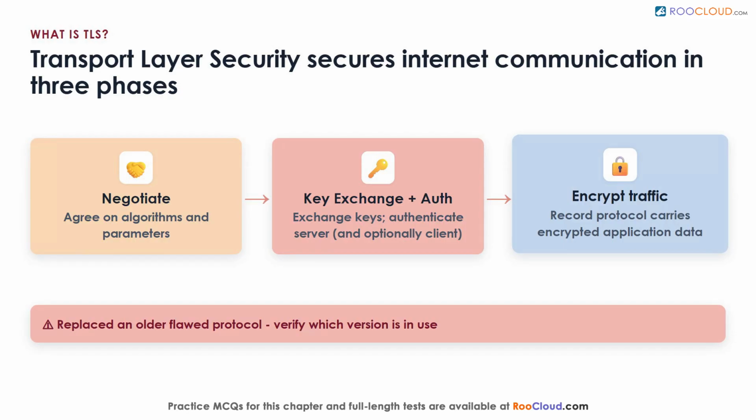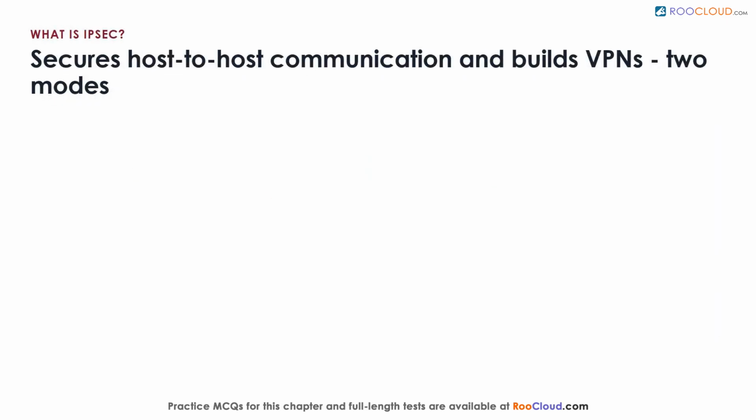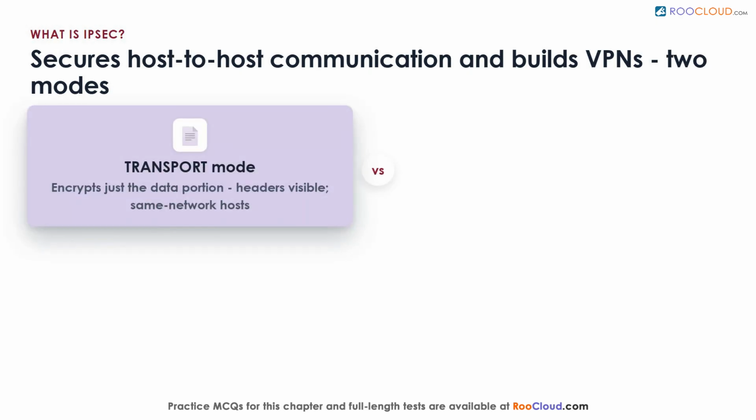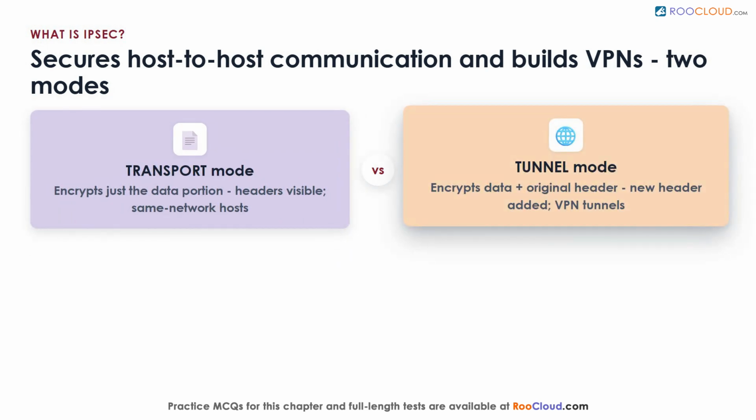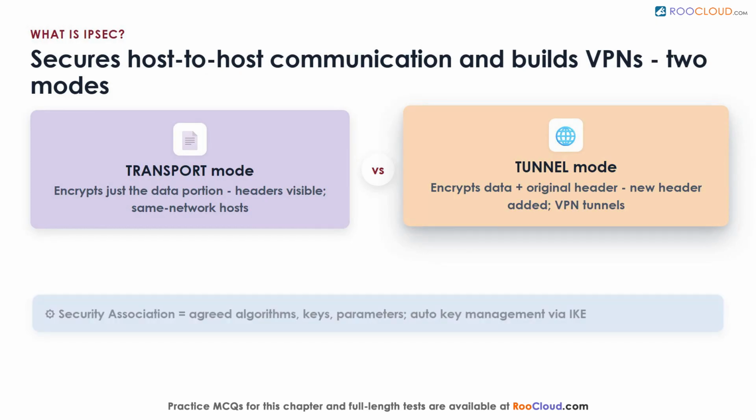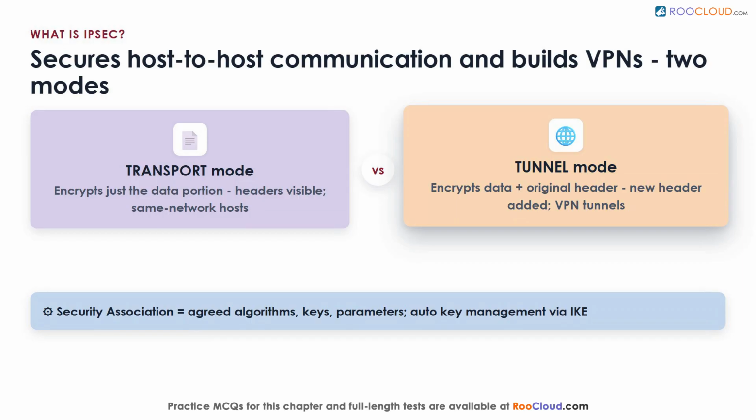Another protocol secures the network layer. What is Internet Protocol security? It secures communication between hosts and builds virtual private networks. It has two modes. Transport mode encrypts just the data portion. Tunnel mode encrypts the data and its header. To set up a connection, the two sides establish a security association. That defines the agreed algorithms, keys, and parameters. Key management here is automated using asymmetric cryptography.